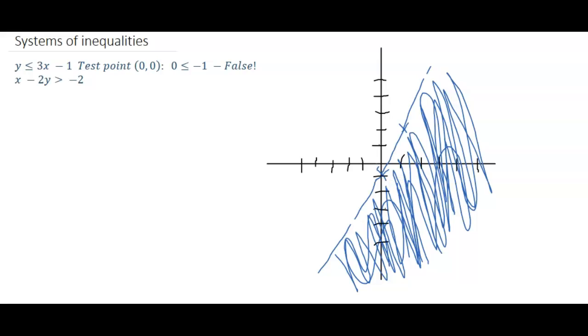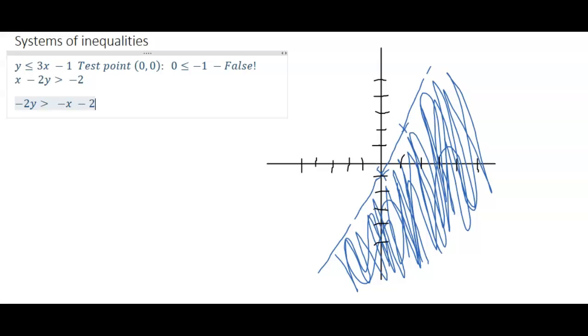I'm going to do the same thing for the second one. I'm going to graph it first as if it were an equal sign in there. x minus 2y equals negative 2. That's not very convenient for graphing, so let's put it in slope-intercept form. First thing I'm going to do is subtract x on both sides, so now I have negative 2y is greater than negative x minus 2.